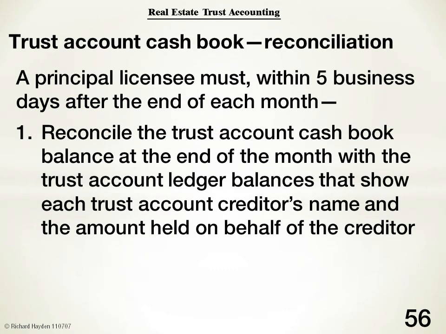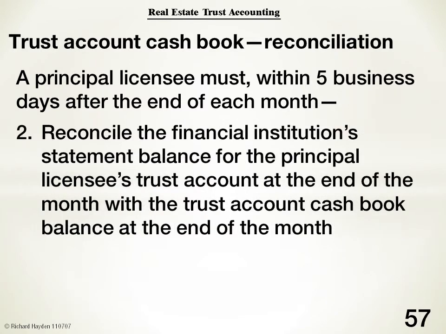Trust account cash book reconciliation. A principal licensee must, within 5 business days after the end of each month, 1. Reconcile the trust account cash book balance at the end of the month with the trust account ledger balances that show each trust account creditor's name and the amount held on behalf of the creditor. A principal licensee must, within 5 business days after the end of each month, 2. Reconcile the financial institution statement balance for the principal licensee's trust account at the end of the month with the trust account cash book balance at the end of the month.